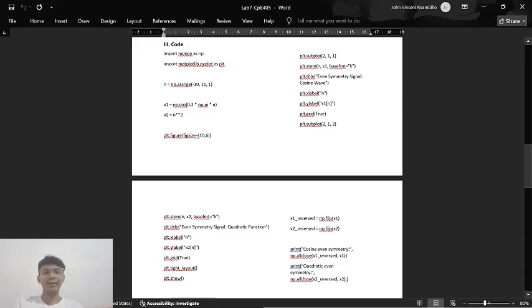The cosine wave repeated smoothly on both sides of 0, while the quadratic function formed a symmetrical U-shape that looked identical on the left and right. To verify this numerically, I used the numpy flip function to reverse the signal and check if the reversed version was equal to the original. Using the allclose function, both checks returned true, which confirmed that the cosine and quadratic signals indeed have even symmetry.